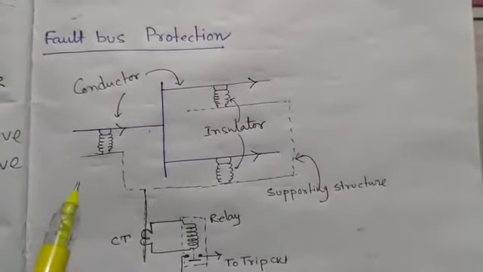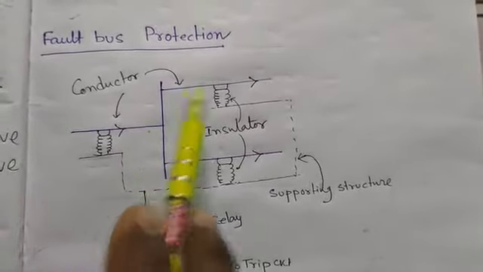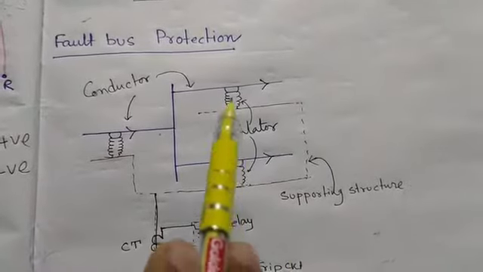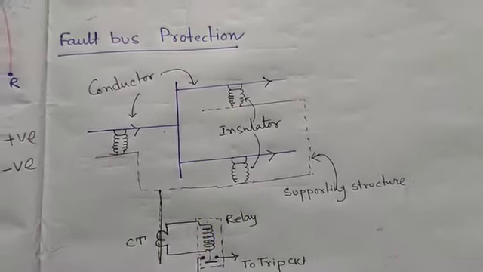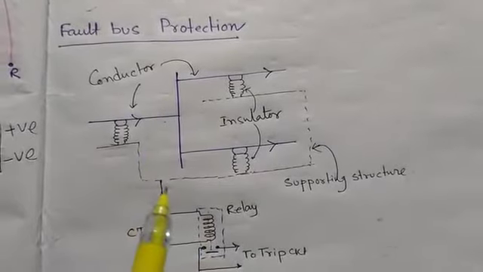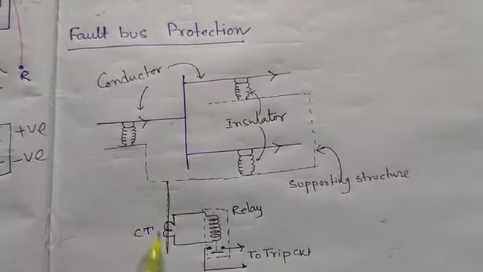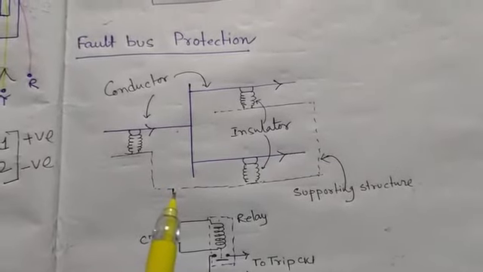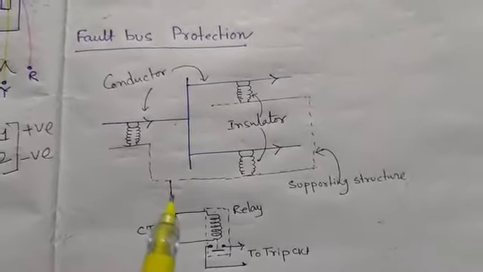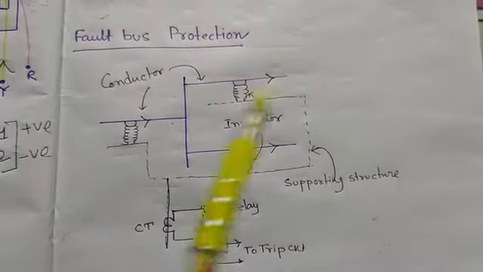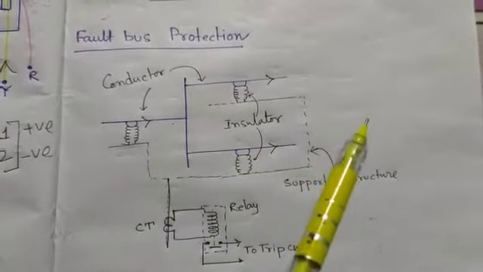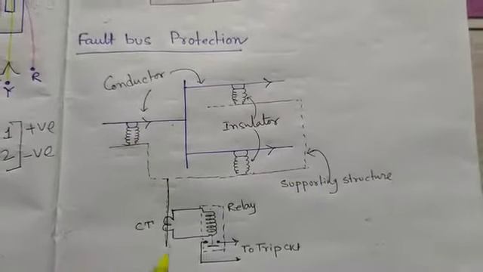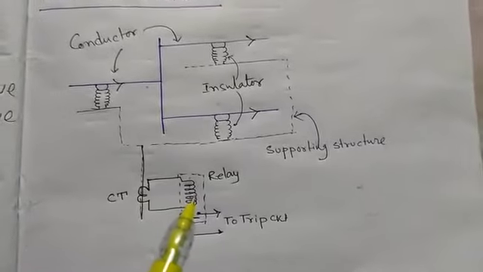In that case, this is the incoming conductor, this is the outgoing conductor, and this is the supporting structure of the insulators, or PI, post insulators. In that case we are connecting a CT to the metal part or supporting structure. If there is no fault, in the normal condition, the current is flowing, and the conductor and metal part are separated through the insulator, so no current will flow through the CT and the relay will not operate.